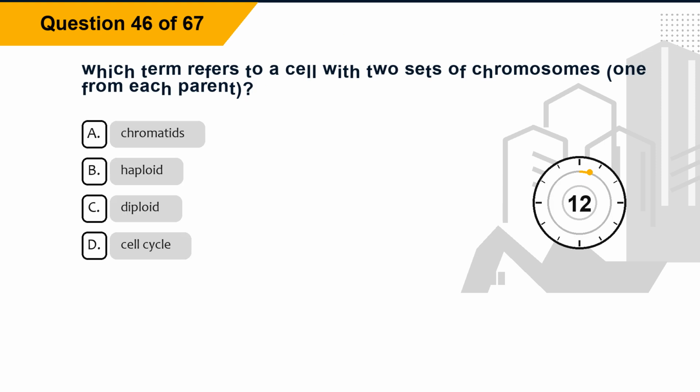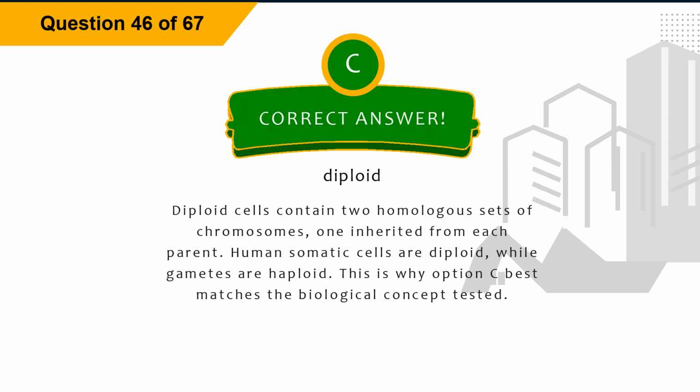Question 46. Which term refers to a cell with 2 sets of chromosomes, one from each parent? Option A, chromatids. Option B, haploid. Option C, diploid. Option D, cell cycle. The correct answer is option C, diploid. Explanation: Diploid cells contain 2 homologous sets of chromosomes, one inherited from each parent. Human somatic cells are diploid, while gametes are haploid. This is why option C best matches the biological concept tested.